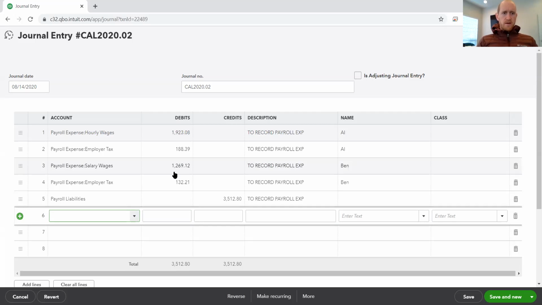I do that. Oh, I'm sorry. So I have Al's hourly, but you get my drift. This is just an example. And this is what it looks like. And then when the bank feed comes in, you again debit all of that money that's coming through the bank feed into payroll liability.